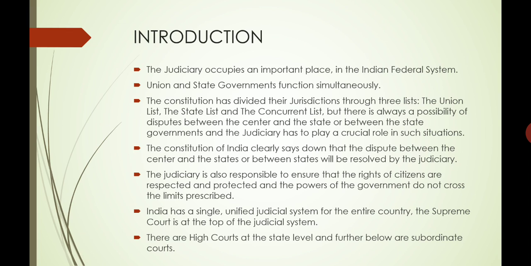Maybe a situation comes where in the central government a different party is ruling, and in the state a different party is ruling. But above this party scenario, they all work together for the national interest. And if we talk about the Constitution, it has divided the jurisdiction into three lists. First is the union list, second is the state list, and the third is the concurrent list.